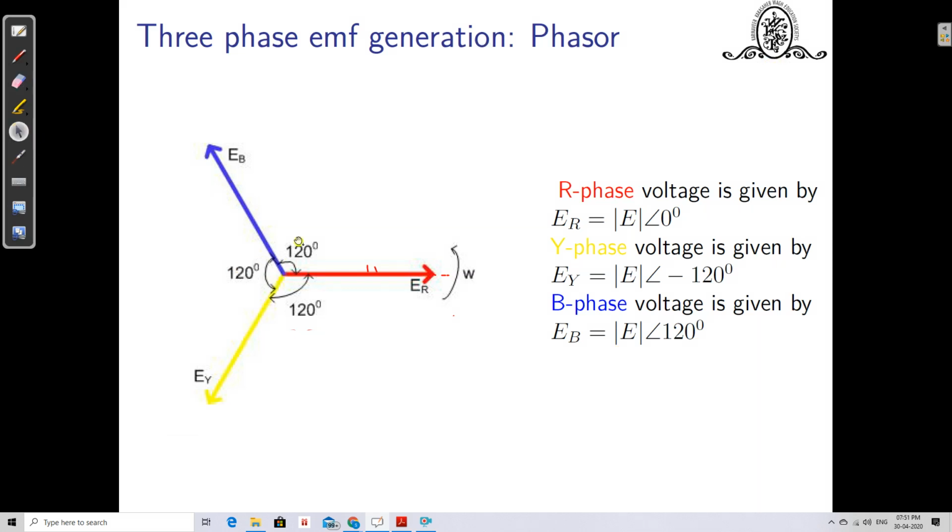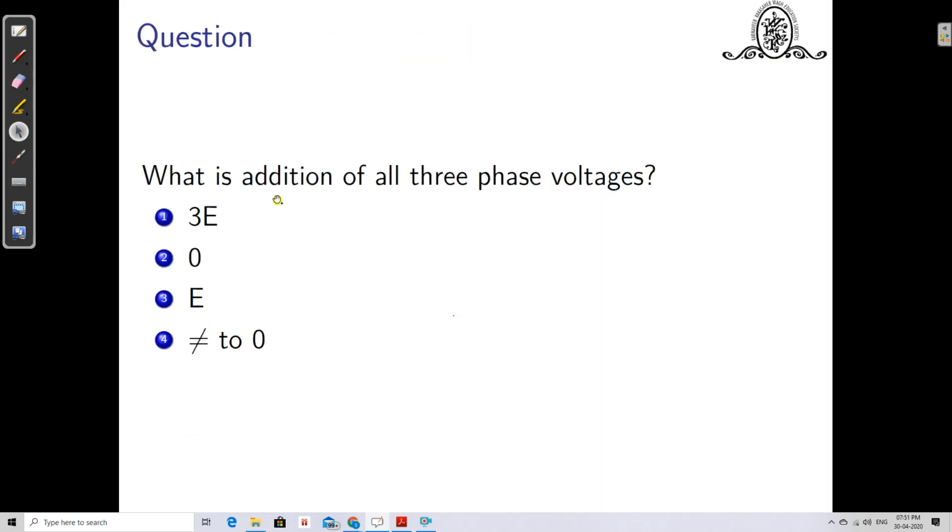After drawing these three phase voltages, let's have a simple question. I request all of you to pause the video for some time and answer this question. What is the addition of all three phase voltages? If I add all three phase voltages, what is the value? Is it equal to 3E, equal to 0, equal to E, or not equal to 0? That is the question to all of you. Pause this video and try to answer.